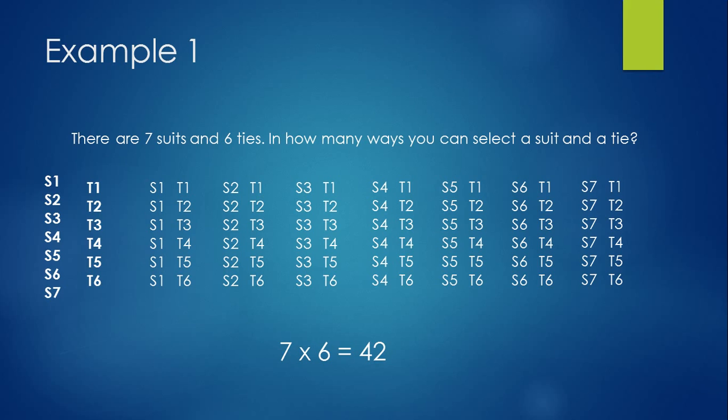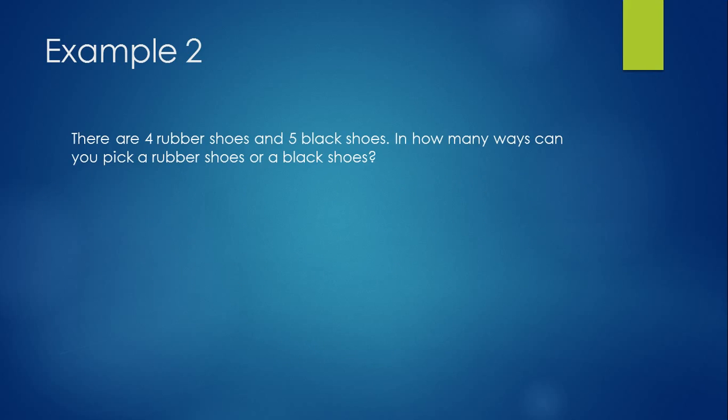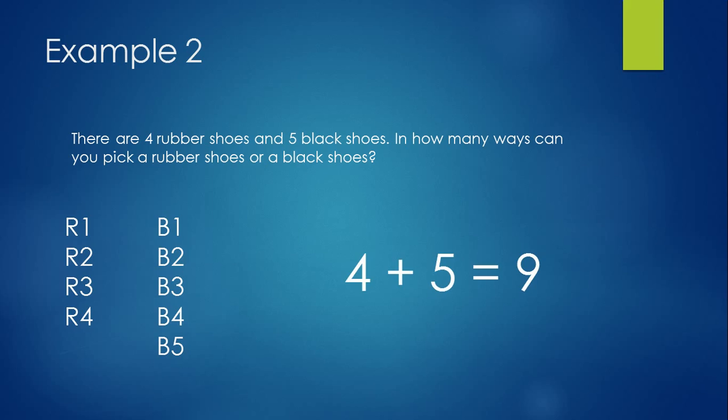Here's another example. There are 4 rubber shoes and 5 black shoes. And how many ways you can pick a rubber shoes or a black shoes? So there are 4 rubber shoes written as R1, R2, R3, and R4. And there are 5 black shoes written as B1, B2, B3, B4, B5. Since you can pick either from the rubber or from the black, this is an independent event. So in this case, we'll just add the two events. 4 plus 5 equals 9.